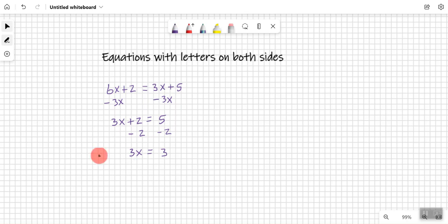Now, if I look at this, this is 3 multiplied by the value of x, so this is multiplication. So I have to do the opposite of multiplication to get rid of this 3. I have to divide this side by 3, and whatever I do on the left hand side, I have to do the same on the right hand side as well. I divide this by 3. So the 3s will cancel out, and I'll just be left with x is equal to 3 divided by 3, which is equal to 1. So what I've done is I've worked out that the value of x is equal to 1.